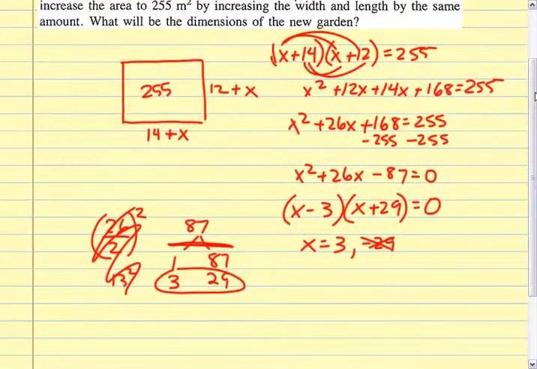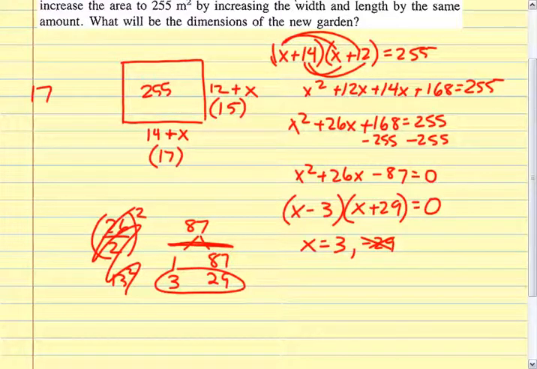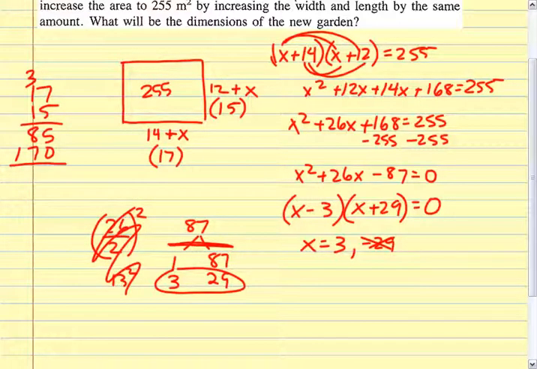So that means I'm going to get 15, and then this is going to be 17. And is that right? 17 times 15, does that give me 255? 35, that's 8, 0, 7, 1, 5, 2. Woo! 15 meters by 17 meters.